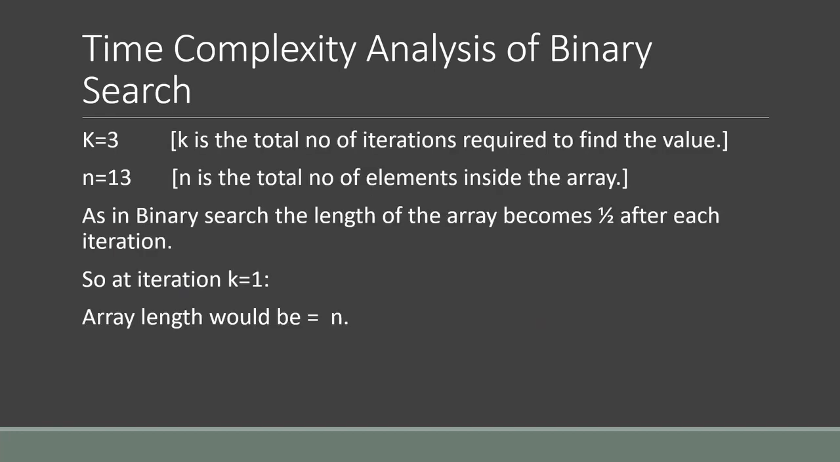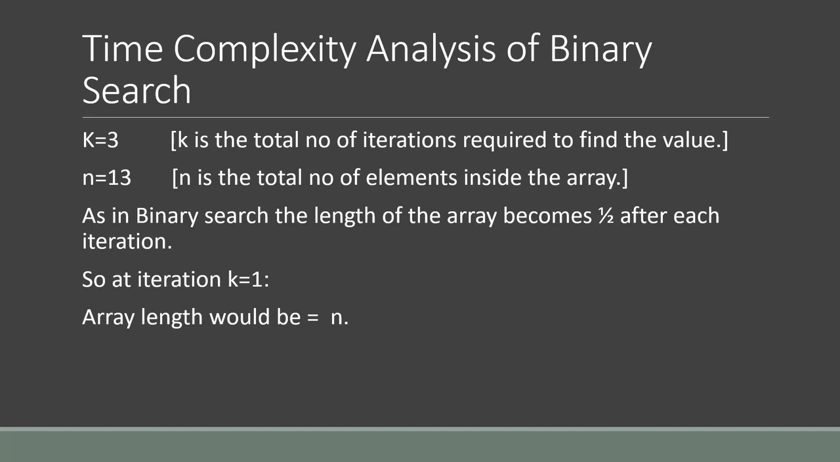Now let's see some assumptions. k is the total number of iterations required to find the value. N is the total length of the array, in this case represented by 13, since 13 is the total number of elements we have in this particular example. As binary search divides the length into half, after each iteration the length of the array becomes half of the existing length.